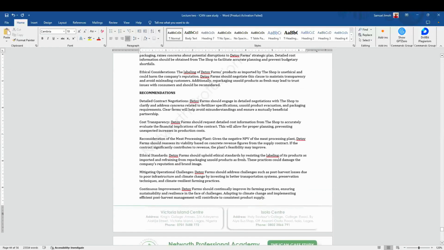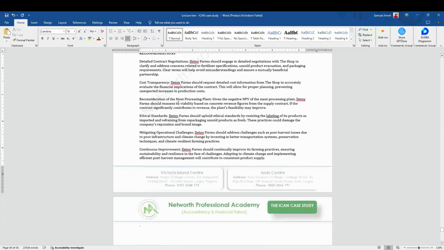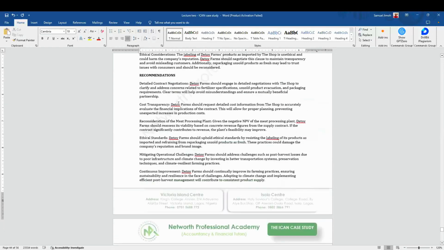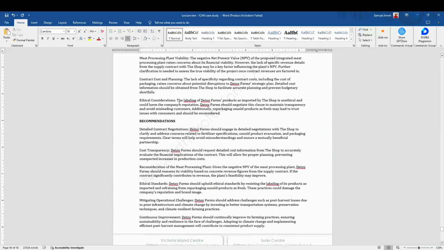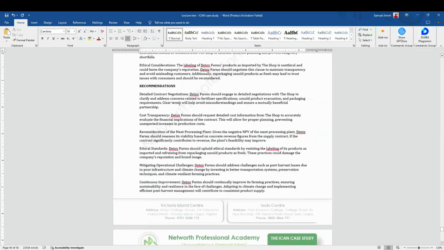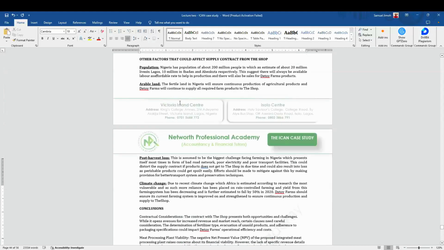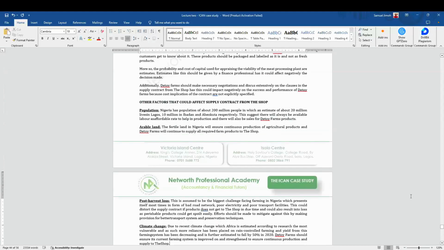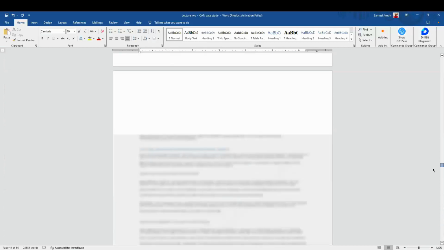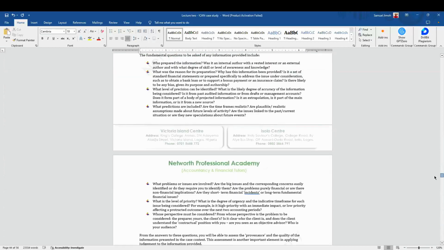These are my advices, right? These are those things that I believe that they should do. So once you are done with this, I didn't follow up with the page numbering again, so you can do that. Then I go back to the executive summary.